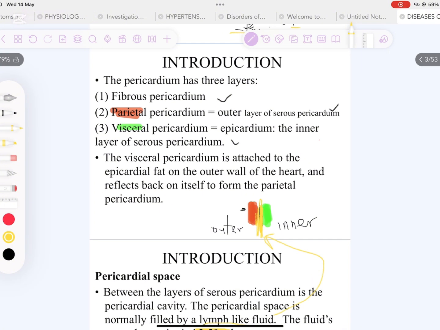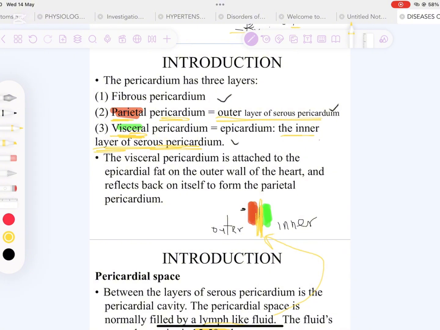So that part of the nylon that is directly touching the onion is what we now call the visceral pericardium. Look at it here, the inner layer of the serous pericardium. Let's call that nylon the serous pericardium. So the inner layer of that serous pericardium is the visceral, while the second wrap is now the parietal pericardium, the outer layer of the serous pericardium.